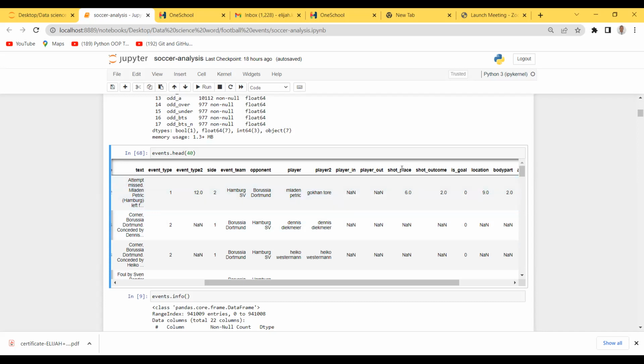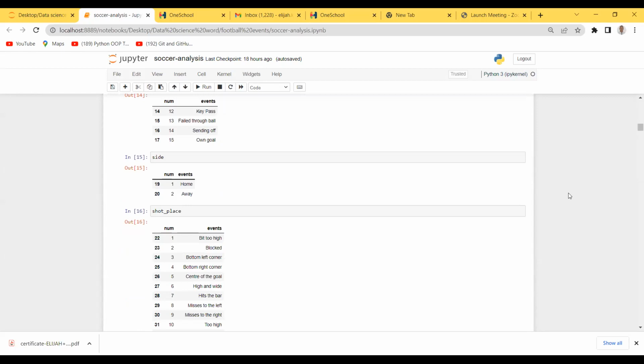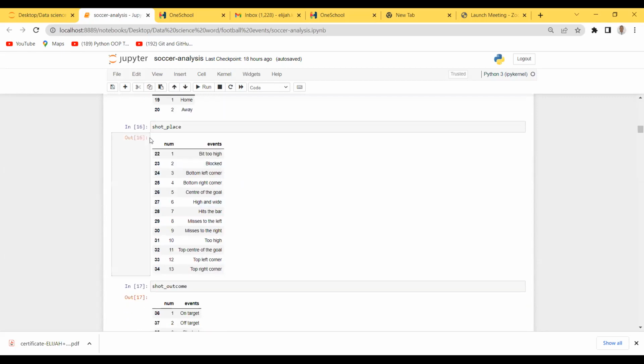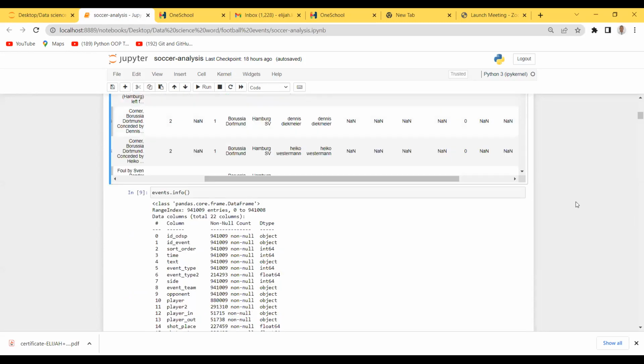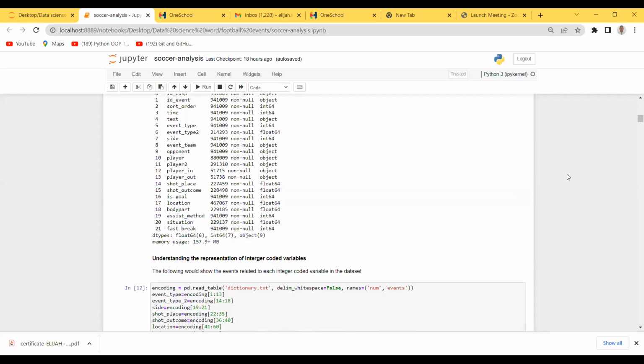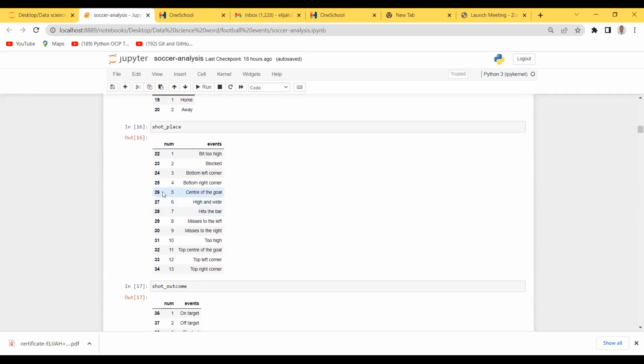Short plays. Let's go to our encoding and look at short plays. Short plays 2 means blocked. Short plays 1 means beat too high. Short plays number 6 means it was high and wide. What does that mean, high and wide?